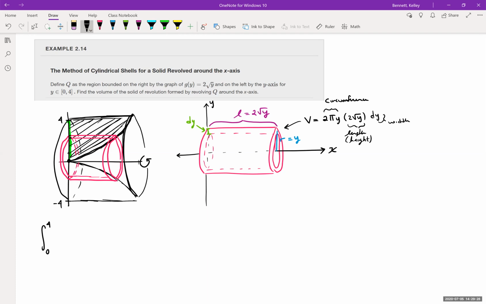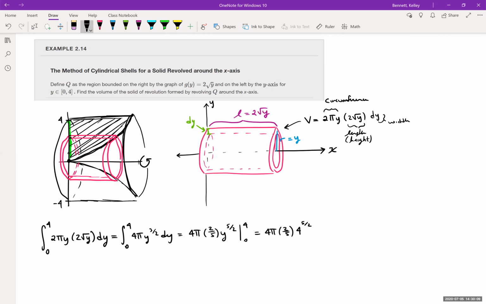Then we just take our volume of our shell, which was 2 pi y times 2 root y dy, and we can simplify the integrand and proceed as usual. So 0 to 4, 4 pi y to the 3/2 dy. So I'm going to get 4 pi times 2/5 y to the 5/2, and I'm going to evaluate that from 0 to 4. I know that when it's 0, the whole thing's going to be 0, so I'm not even going to mess with it. I'm just going to plug in 4. So I have 4 to the 5/2.